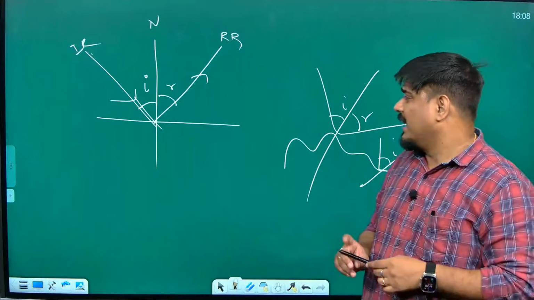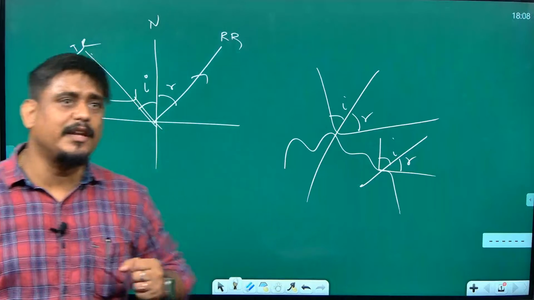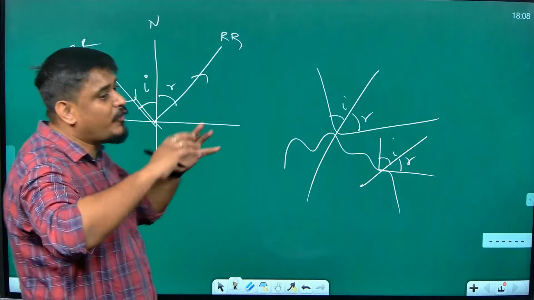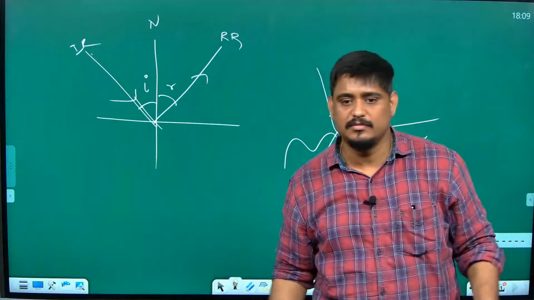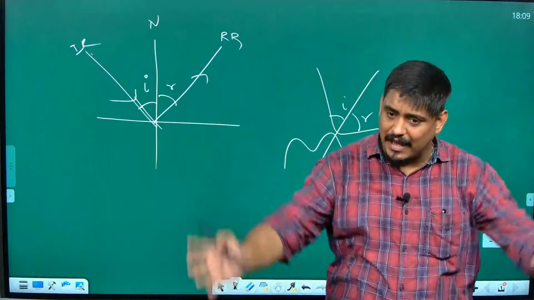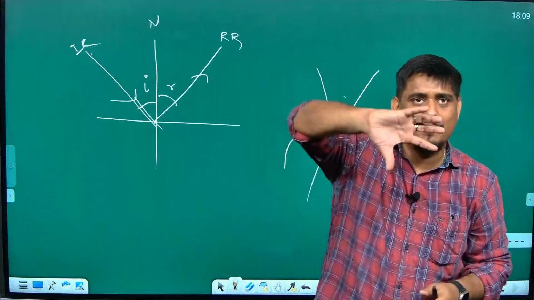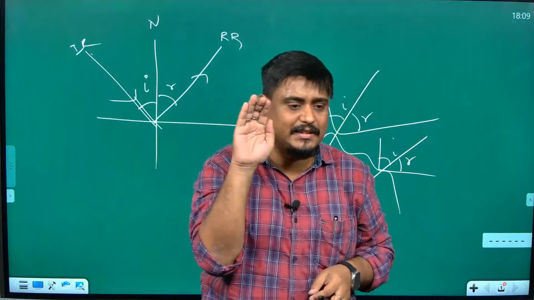Then we spoke about the spherical mirrors. What is a spherical mirror? Spherical mirror is derived from a sphere of glass. I told in the previous class, imagine there is a football, a big football, and that football is made up of glass. From that glass football, I am cutting out a portion and taking it like this. What you will get? You will get something like that.